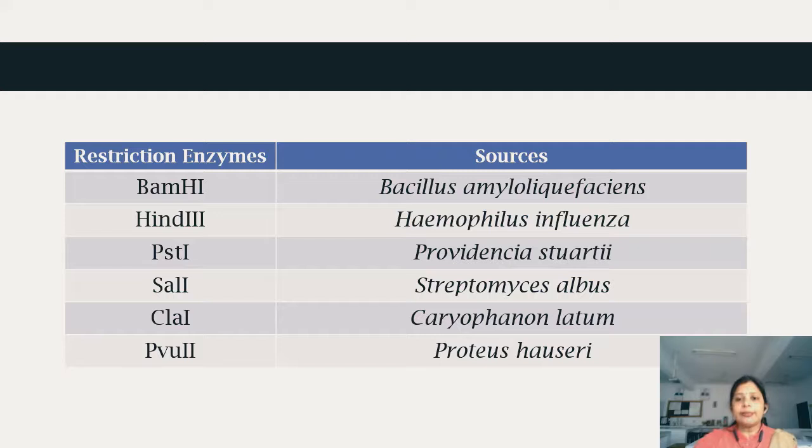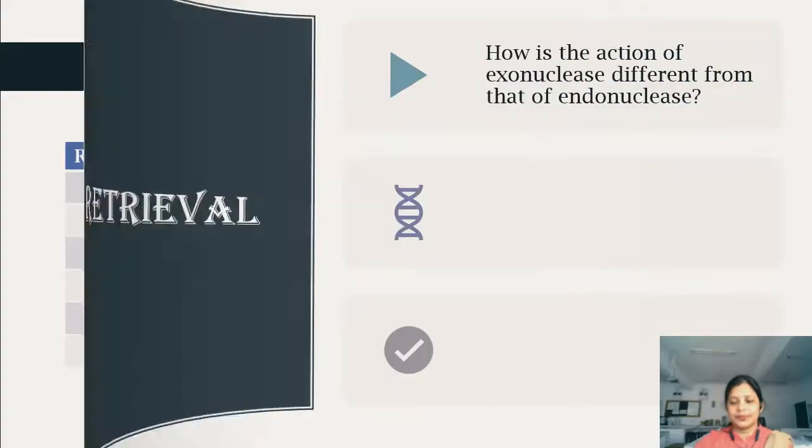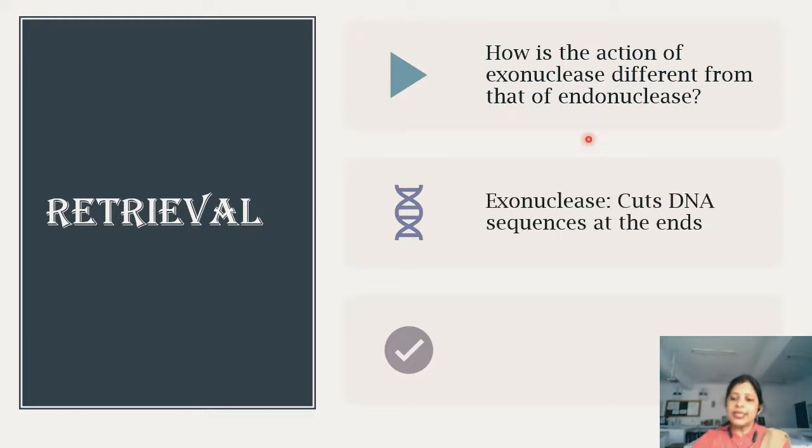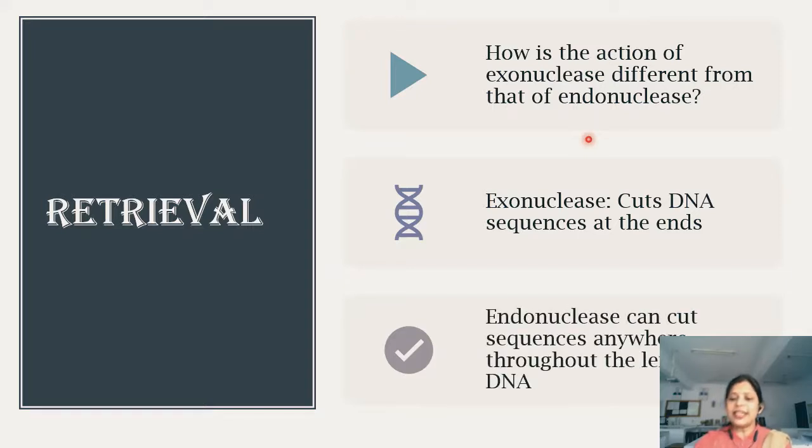Now here are some common restriction endonucleases that are used in genetic engineering along with their sources. Okay, and now a few questions to check your understanding. How is the action of exonuclease different from that of endonuclease? Before seeing the answer, try to answer it yourself. Exonuclease cuts DNA sequences at the ends, and endonuclease can cut sequences anywhere throughout the length of DNA.